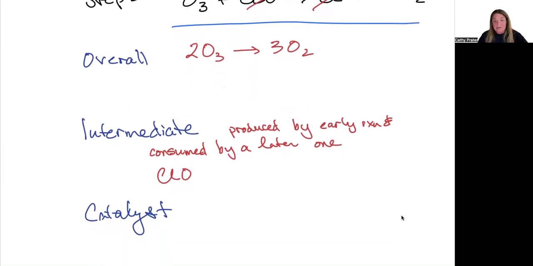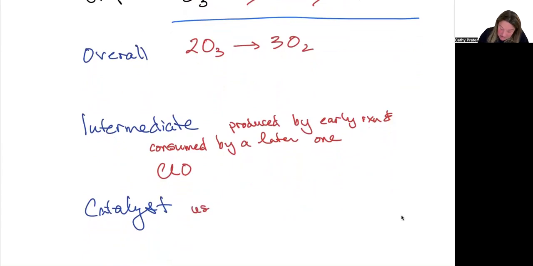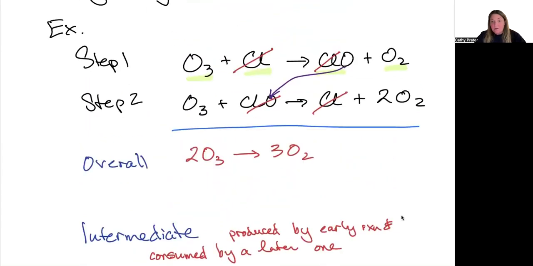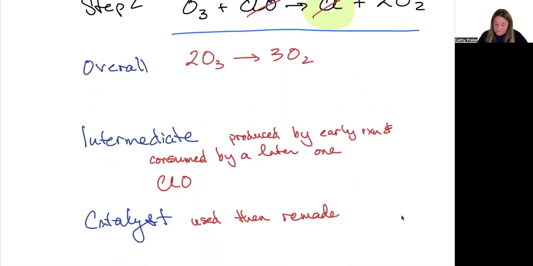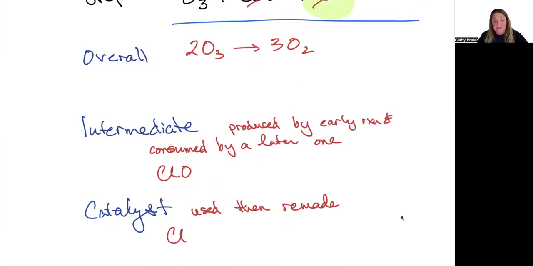Another term we'll see here is the term catalyst. It is used and then remade. So catalysts make reactions faster by giving it a pathway that requires less energy to begin, but it doesn't appear in the overall reaction. So in this case, chlorine is catalyzing the decomposition of ozone, but it's not overall consumed because whatever is used is regenerated later. So for this mechanism, Cl is an example of a catalyst.